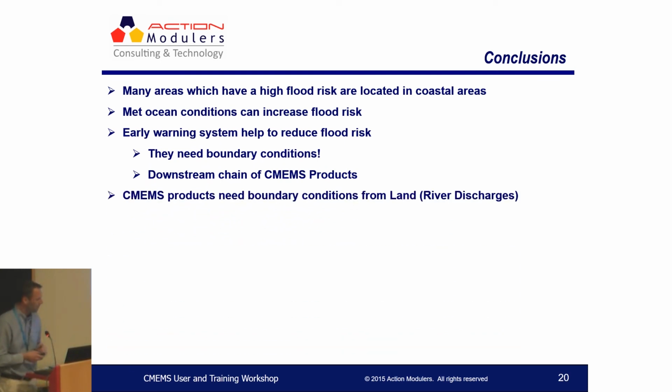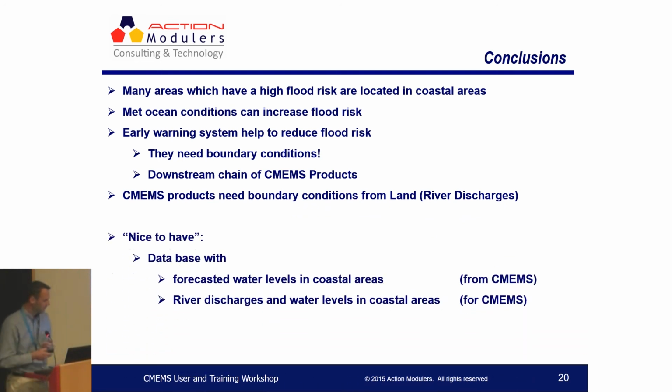But also, Copernicus products will need, as boundary condition, input from land models. So what I think would be nice to have is something like a database where you have both. You have forecasted water levels in coastal areas, which are provided by Copernicus services or by services downstream to Copernicus. And then it would have also river discharges, not only measured, but also produced by numerical models like MOHID.